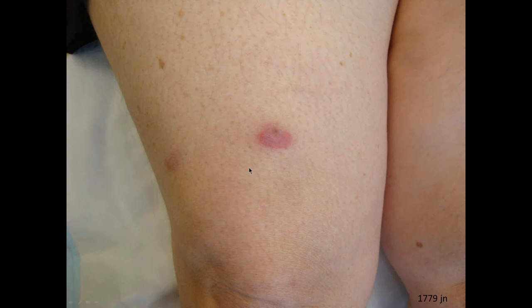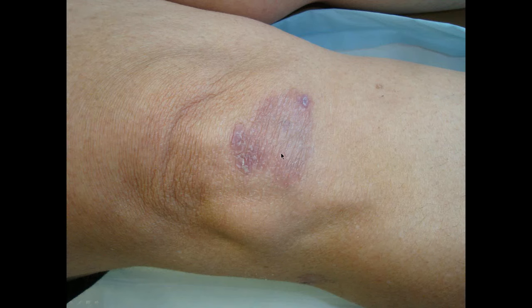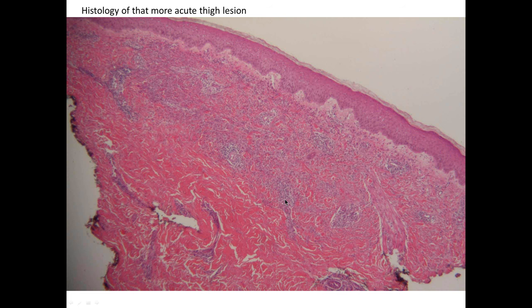This lady had this lesion on her thigh, this one on the side of her knee. This is where we've done the biopsy. You can see it's a lot thinner. This one on the anterior knee, again, a lot thinner. And then this one on the other side of her thigh, more active, raised. And if you look at the histology of that more acute lesion on her thigh, this is the picture you see.